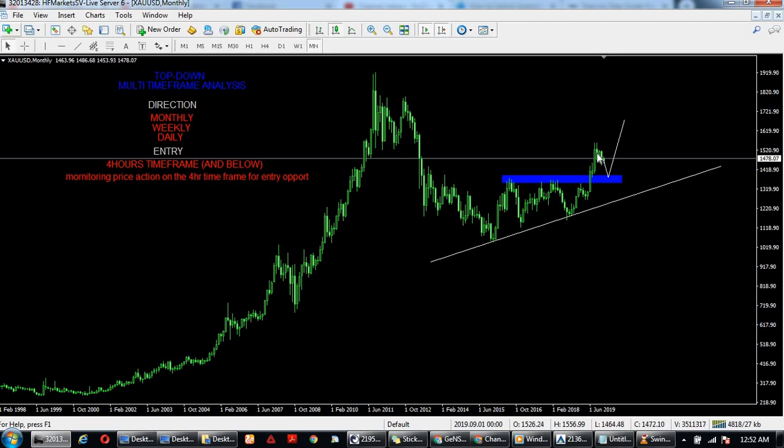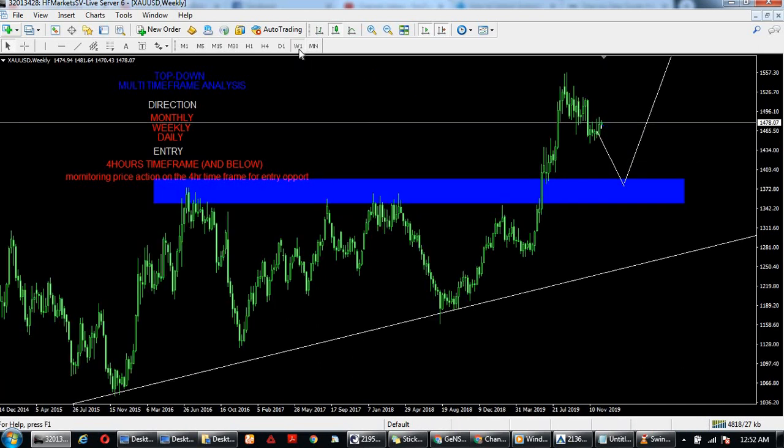So yes, from the monthly time frame, we can see where price is headed. The direction of the market is what? A sell market, headed for where? For the previous monthly resistance, now turned support. So our bias from the monthly time frame is sell. Let's see what the weekly time frame is telling us.